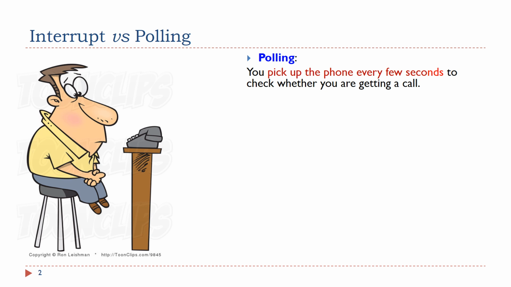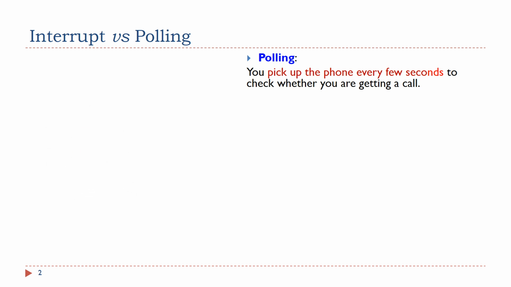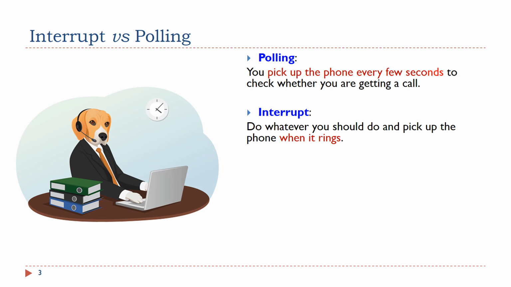There are two approaches to monitoring and responding to external events. One is polling. The other is interrupt. The polling approach is like picking up your phone every few seconds to check whether you are getting a call. The interrupt approach is like waiting for the phone to ring. Apparently, interrupt is more efficient than polling. You are free to do whatever you should do, and pick up the phone only when it rings.